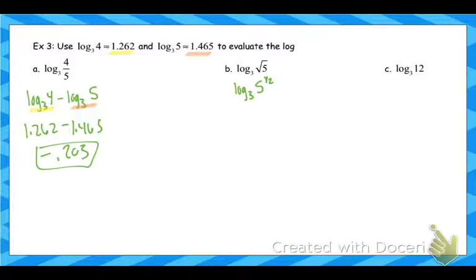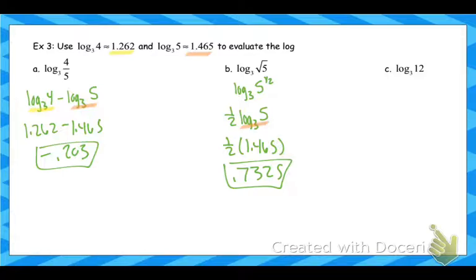Exponents can move to the front, so this can become 1/2 log base 3 of 5. Log base 3 of 5 is the same thing as 1.465. So this is 1/2 times 1.465, which is 0.7325.